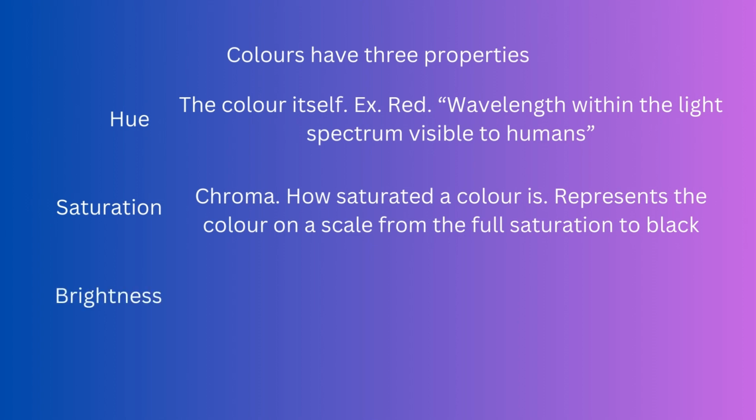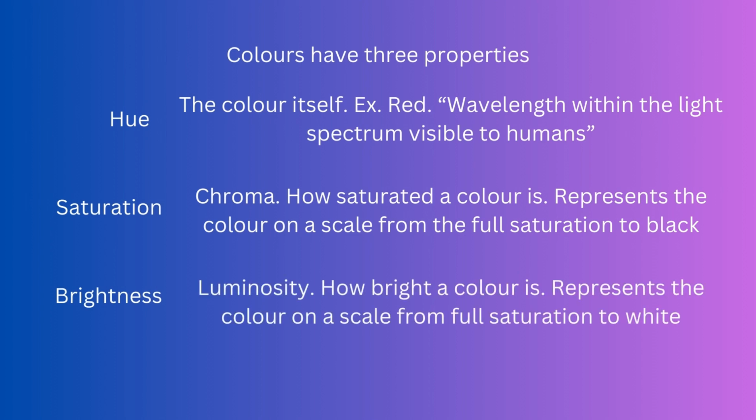Lastly, we have brightness, also known as luminosity. Similar to saturation, this is how bright a color is. This is shown on a scale from the hue to white.